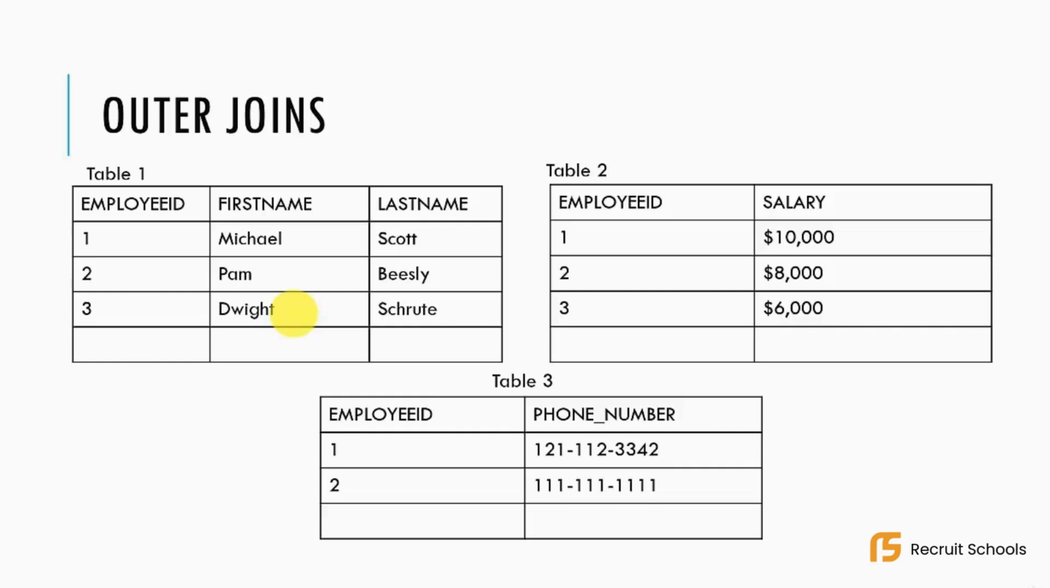But in inner join, as I mentioned before, only the common rows will be accounted for. Meaning if you inner join table 1 and table 3, you will get employee ID 1 and 2 but not 3 because there is no entry for employee ID 3 in table 3. I hope you're getting the difference. Here we are not talking about common rows, right? And that's where the concept of outer join comes into play.